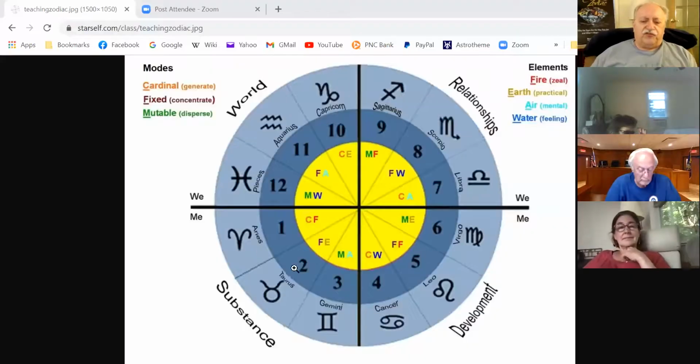Because the first 6 signs of the zodiac is the me half. Me. This is about personalities who learn mainly from their own experience. These people are us, or we. They learn from mixing with others. This is very important that you understand the basic principles before you get confused about your own particular chart.